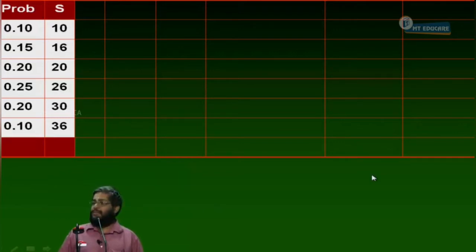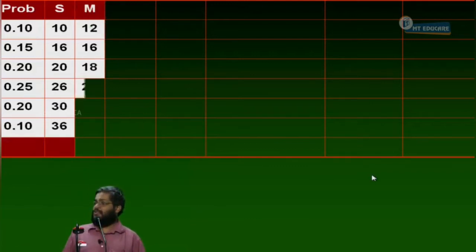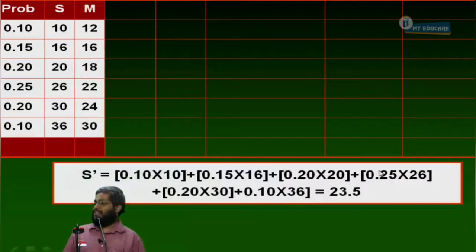How much here? 20.5? 23.5. S bar is equal to 23.5. I think you are able to follow or not?